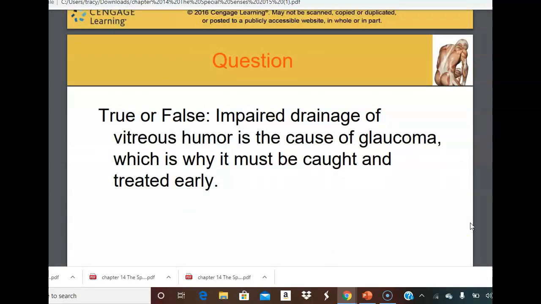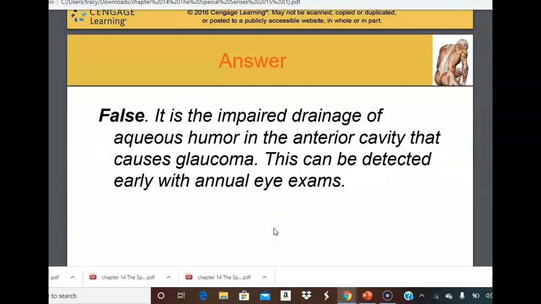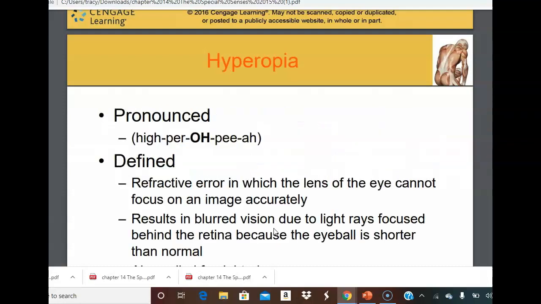Okay, so question, true or false? Impaired drainage of vitreous humor is the cause of glaucoma, which must be caught and treated early. Okay, so obviously we've talked about how the vitreous humor is not the part of the eye that has movement or reabsorption. The vitreous humor does not cause glaucoma, it's the aqueous humor. Okay, the vitreous humor is the one right in front of the retina, and yes, if you have a problem with the vitreous humor or you leak into it, it can cause a problem, but that is not the humor that is constantly moving, draining, reabsorbing and reproducing. Okay, all right, so we have the aqueous humor for that.